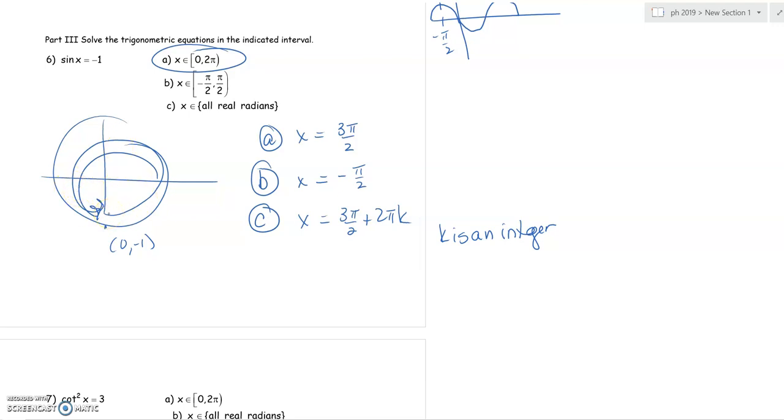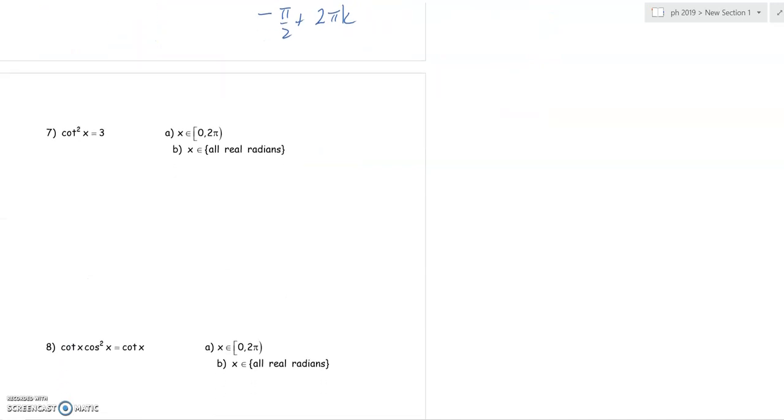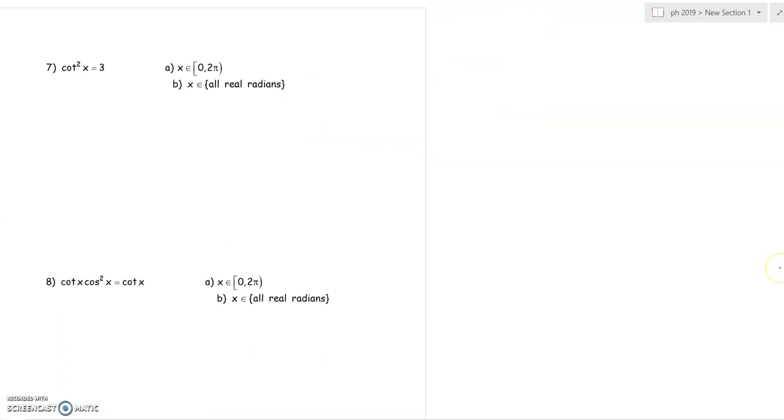Now notice that's not the only way to describe it. You could have also said negative pi over 2 plus 2 pi k. That would also work. So I would like to go ahead and do one more example. What would happen if you have, for number 7, cotangent squared? There are a couple ways you could think of this. You could take the square root of both sides of the equation, or you could have thought of this a different way.